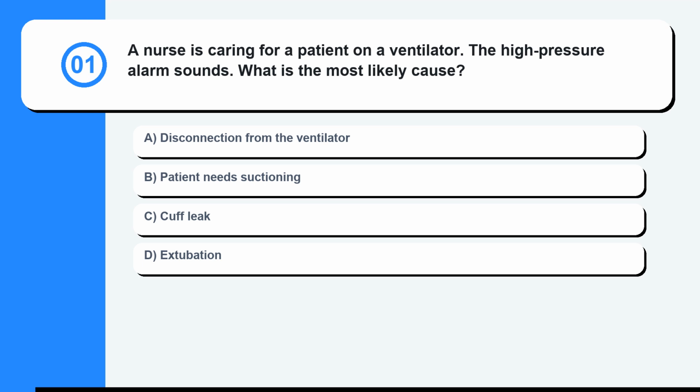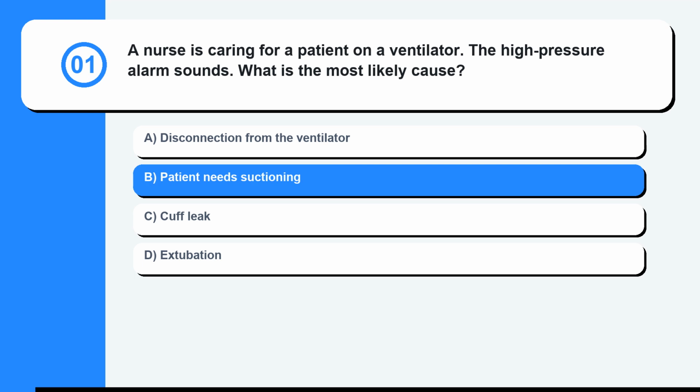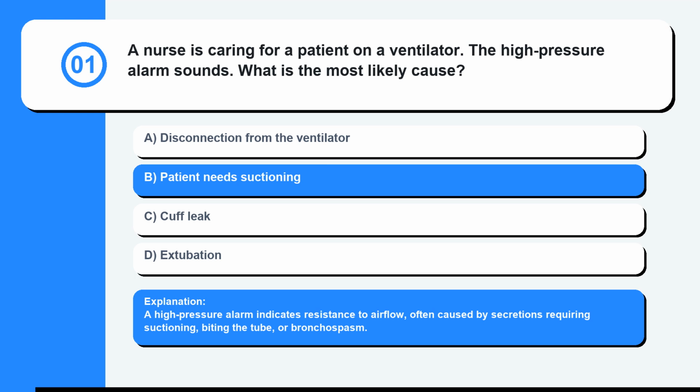Question 1. A nurse is caring for a patient on a ventilator. The high-pressure alarm sounds. What is the most likely cause? A. Disconnection from the ventilator. B. Patient needs suctioning. C. Cuff leak. Or D. Extubation. The correct answer is B. Patient needs suctioning. A high-pressure alarm indicates resistance to airflow, often caused by secretions requiring suctioning, biting the tube, or bronchospasm.